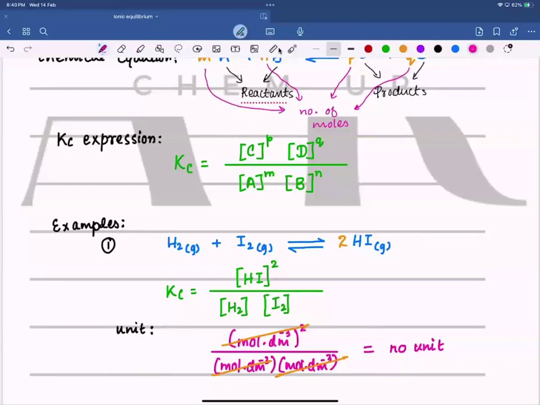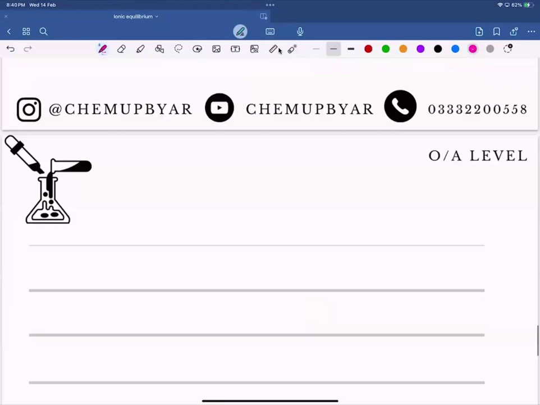Okay. Now I'm writing a few equations over here, and I want you to write the Kc expression, then the unit, and then WhatsApp me your answers. Okay.